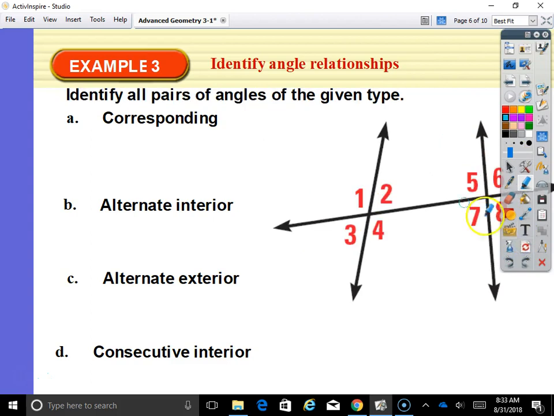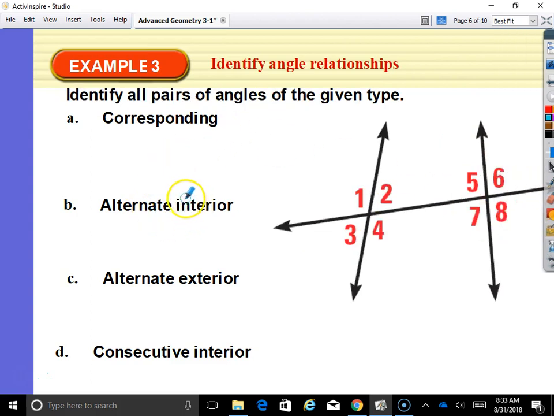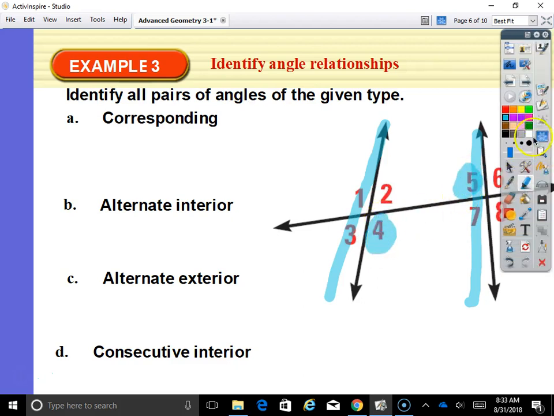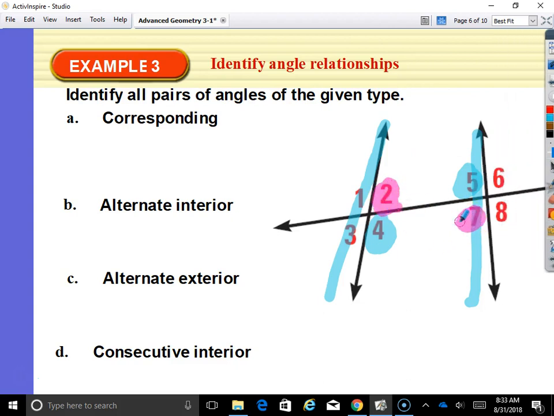How about alternate interior angles? Alternate interior angles: alternate, opposite sides of the transversal, interior, inside the parallel or non-parallel lines. So inside of these, opposite sides of the transversal. So like 4 goes with 5. 2 goes with 7.